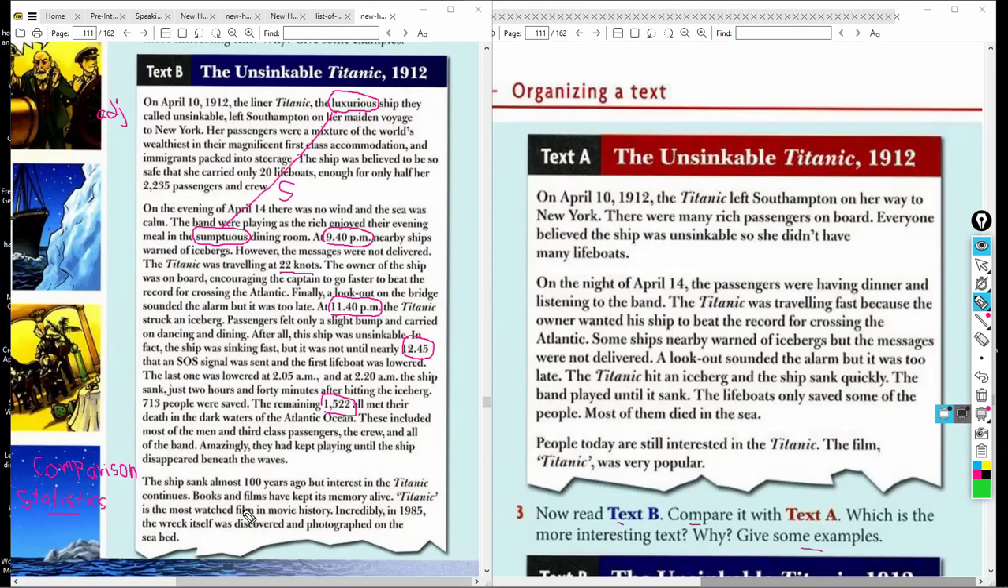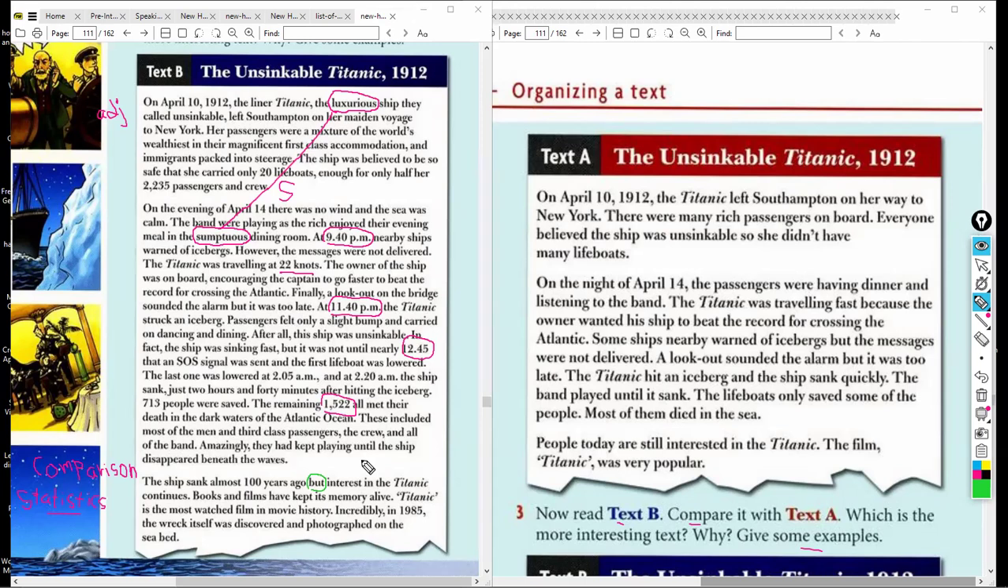Okay. It specified how long it has been sunk. The last line of the last paragraph. The first line has more details. In the two paragraphs it is mentioned that interest in the Titanic continues, but the final line of the final paragraph: incredibly, in 1985 the wreck itself was discovered and photographed on the seabed.